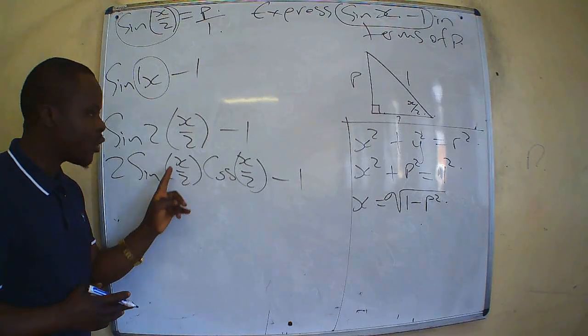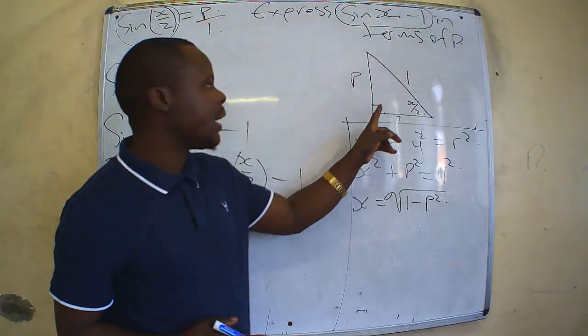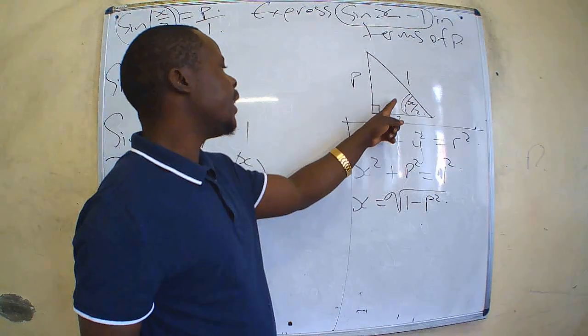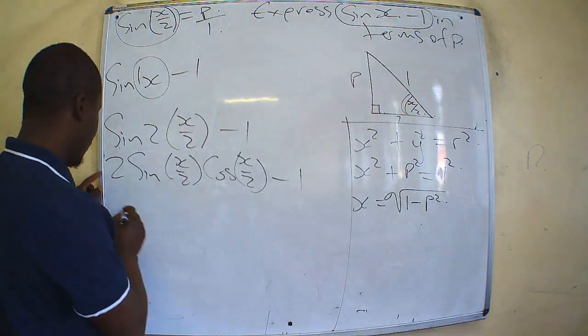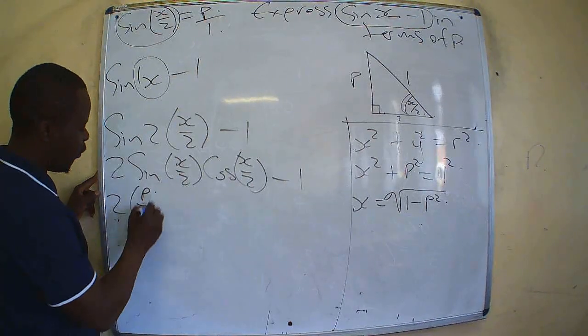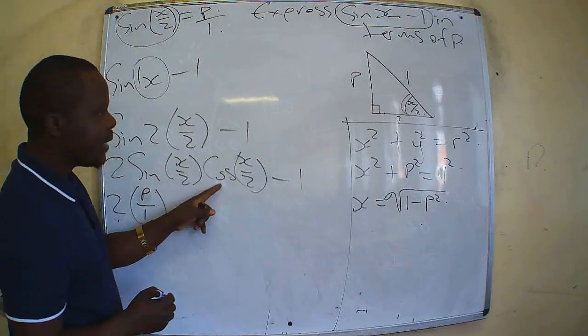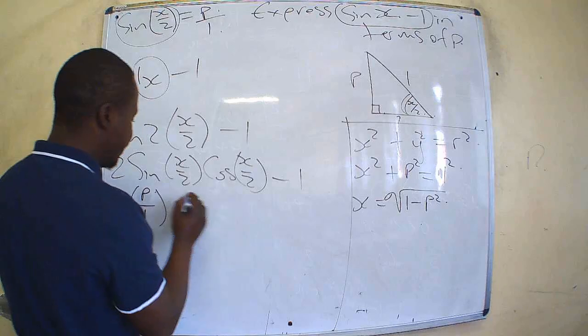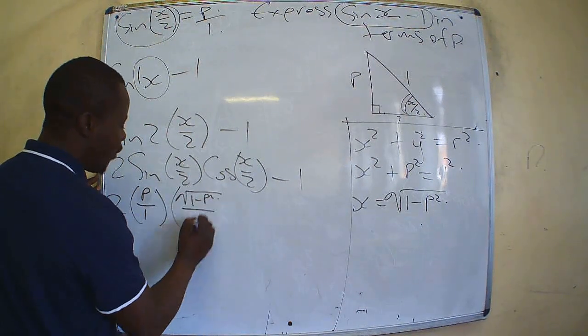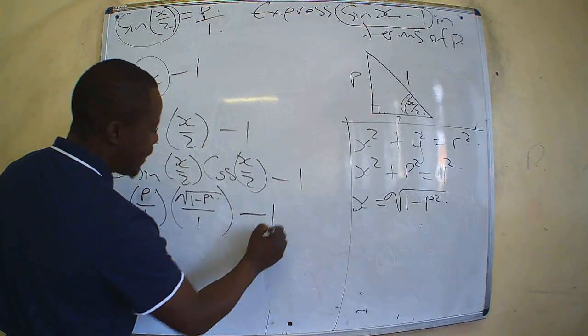What is sine of x over 2? We come to our triangle. For sine of x over 2, the angle we have, it is opposite over hypotenuse. We have 2 times the opposite, and our opposite is p over 1. Cosine is adjacent over hypotenuse, and our adjacent is the square root of 1 minus p squared, over 1. Subtract 1 at the end.